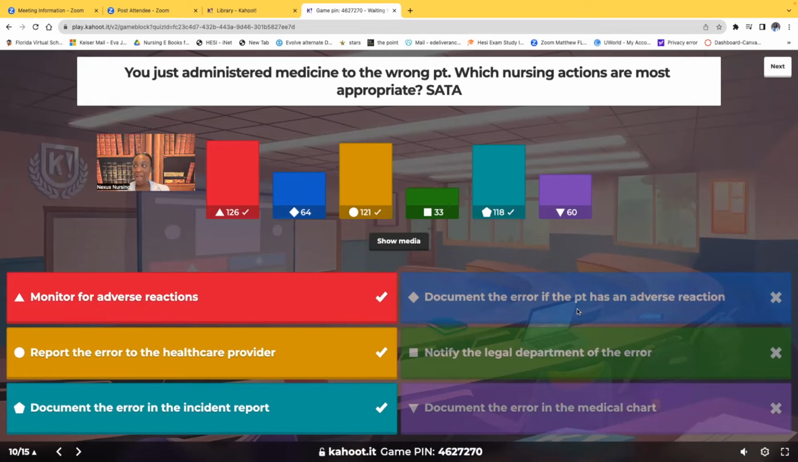So if there's no adverse reaction, we're just going to pretend like it never happened. We're not going to tell anybody. False. And this is why when you do an incident report, you're not supposed to be punished. This is a teaching opportunity, because if you're punished, who's going to report incidents, right? So you absolutely must report it. And as a healthcare worker, you should expect education, but not to be punished.